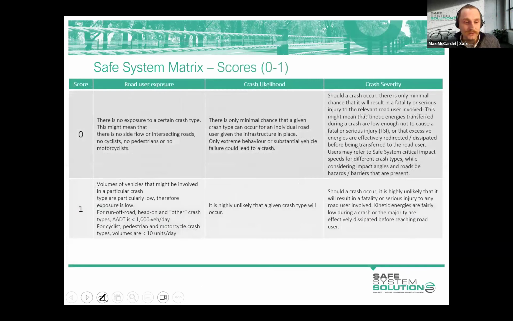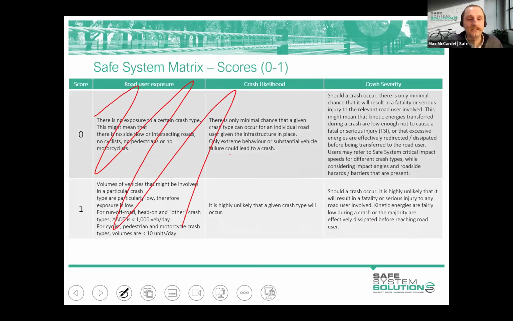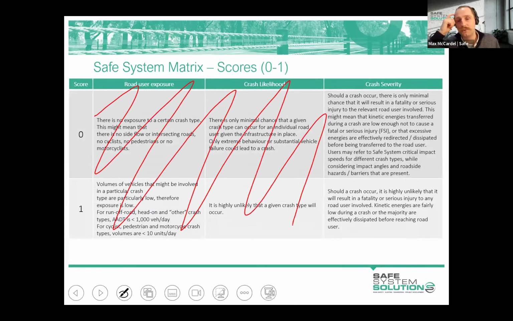Let's have a look at the scoring for severity. So it's actually similar wording to what we use for the likelihood. A score of 0: should a crash occur, there's only a minimal chance that it will result in fatal or serious injury. This one, once again, you'd be hesitant to put 0.